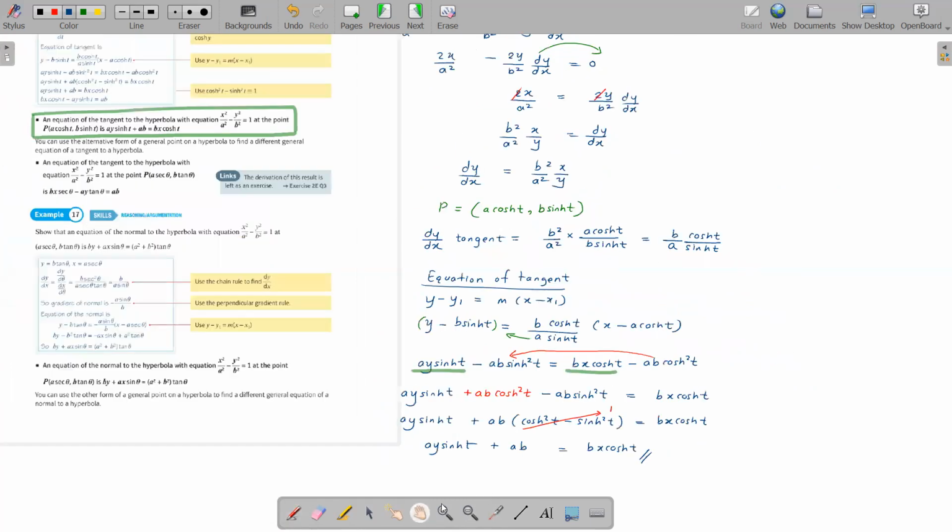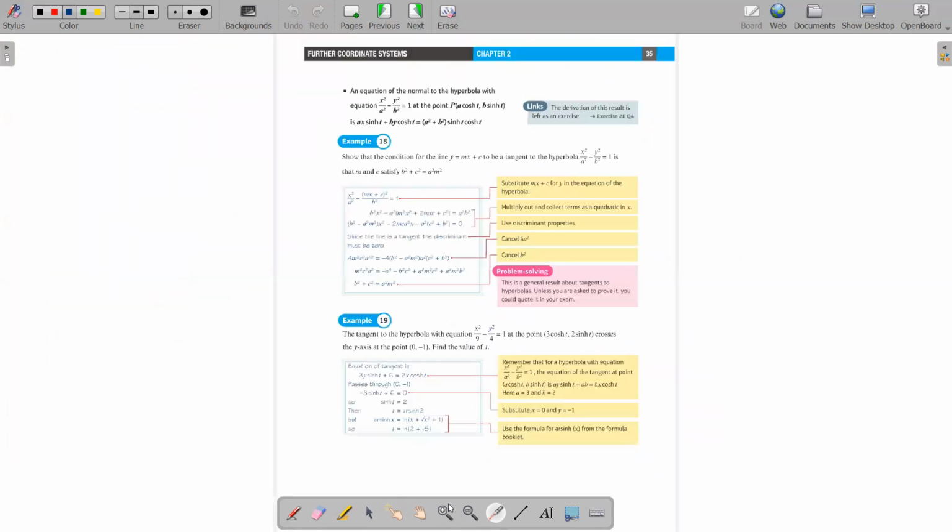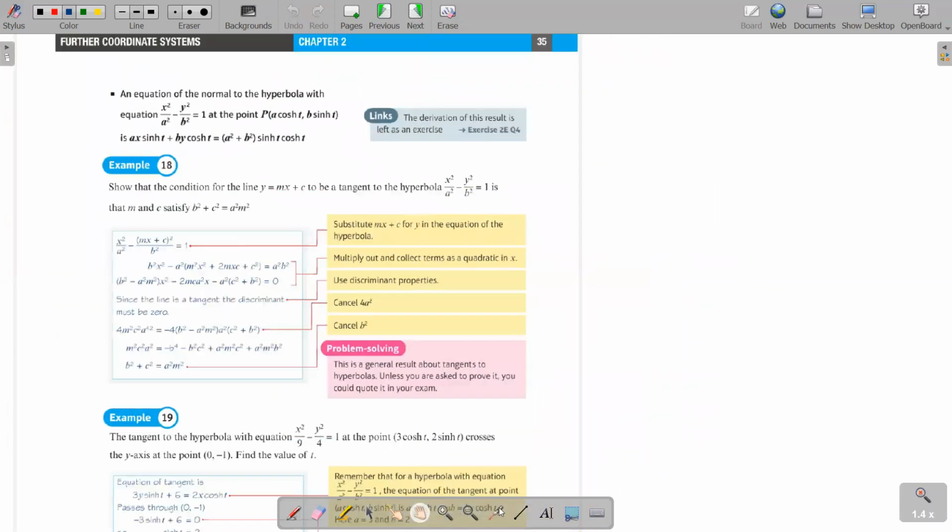Then before I go to the equation of the tangent with the other parametric one, what I'll do is I'll go for the equation of the normal with this same coordinate, with this same ellipse and the point. I think that is given on the other side. Can you see it? An equation of the tangent, an equation of the normal to the hyperbola with the equation x square over a square minus y square over b square equals 1 at the point P, a cos t, b sin t, is this. Do you see this? This is for that exact same point, but now it's the equation of what? The normal. Can all of you see that?